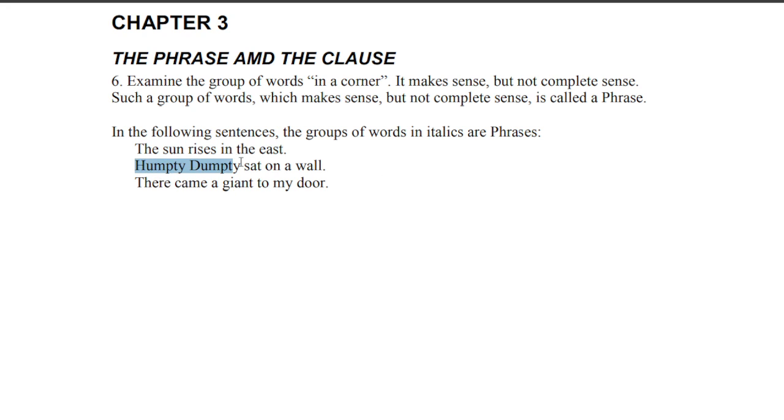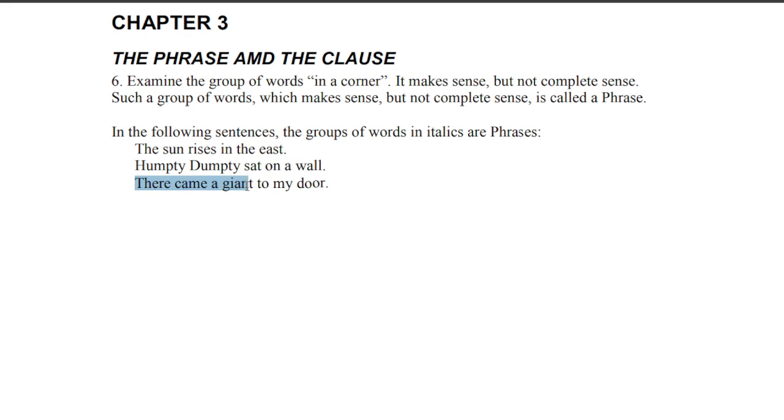Similarly, Humpty Dumpty sat on a wall. It's a group of words making complete sense, so it is a sentence. But on a wall, this group of three words, in isolation makes sense but not complete sense, so it is a phrase.